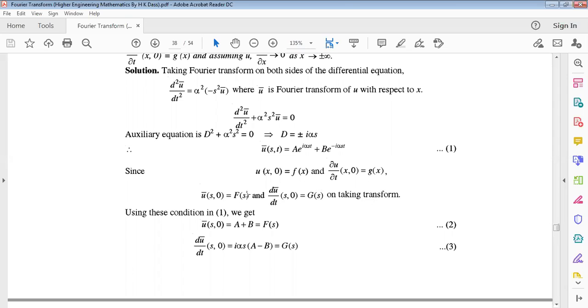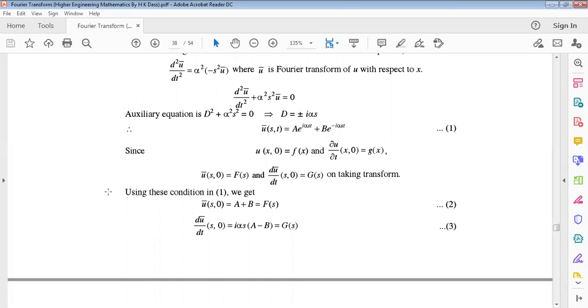Now if we take these two functions as Fourier transforms, then f of x will be transformed to capital F of s, the Fourier transform of f of x, and g of x will be transformed to capital G of s, the Fourier transform of small g of x. That means this is the main given function for this condition.